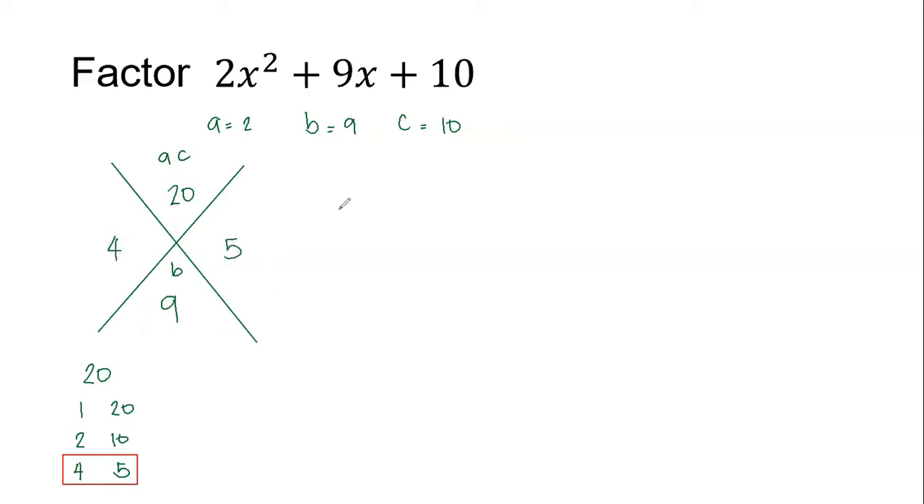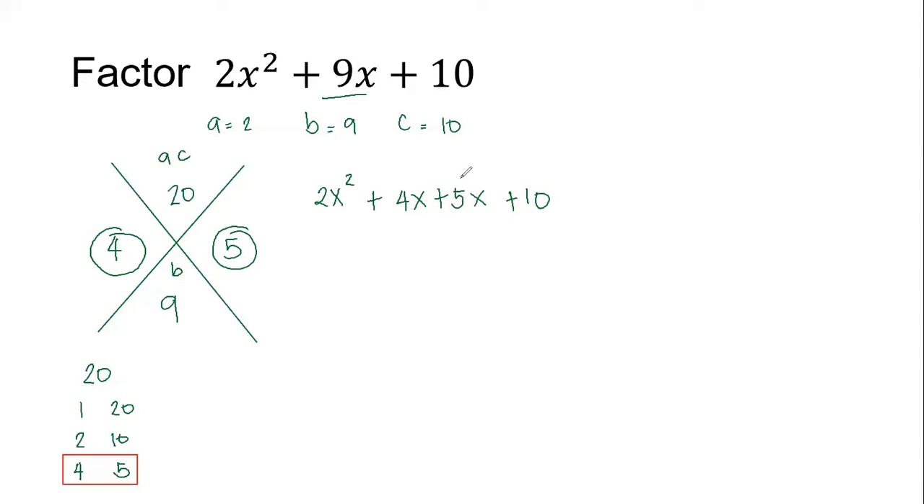Now we're going to write four terms instead of writing the trinomial in 3 terms. We will just break down 9x. So we can write that as 2x squared plus the factors, which would be 4x, and this one would be 5x, plus 10. What we just did is break down 9x into 4x plus 5x.